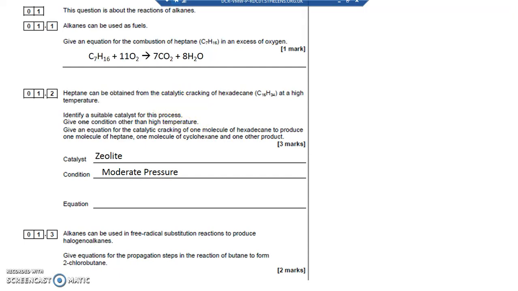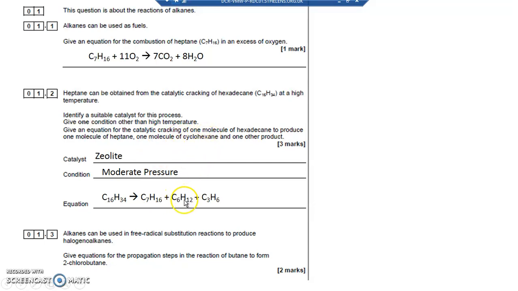Hexadecane, C16H34, cracking to produce one molecule of heptane, one molecule of cyclohexane, and one other product. So we've got C16H34 makes heptane, so hept is 7, double it is 14, add 2 is 16, so that's C7H16. One molecule of cyclohexane.